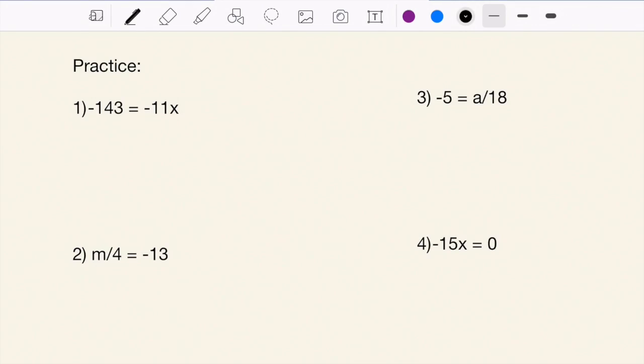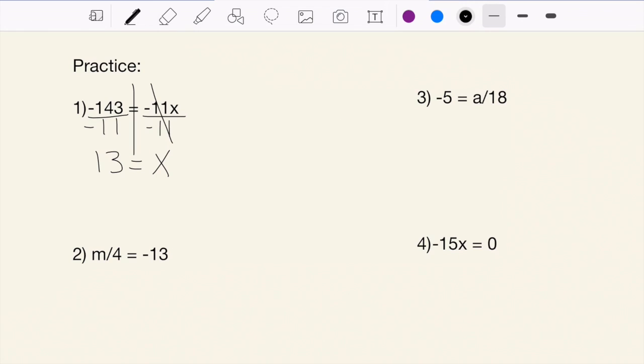Now you've had some time to work on these practice problems. So let's look at number 1. Negative 143 equals negative 11x. We need to decide, are we multiplying, dividing? In this case, we're multiplying because negative 11 and x are right next to each other. So we're going to divide both sides of the equals by negative 11. And when we do that, this will cancel out over here. And then on the other side, we get 13. So we're left with just x over here.